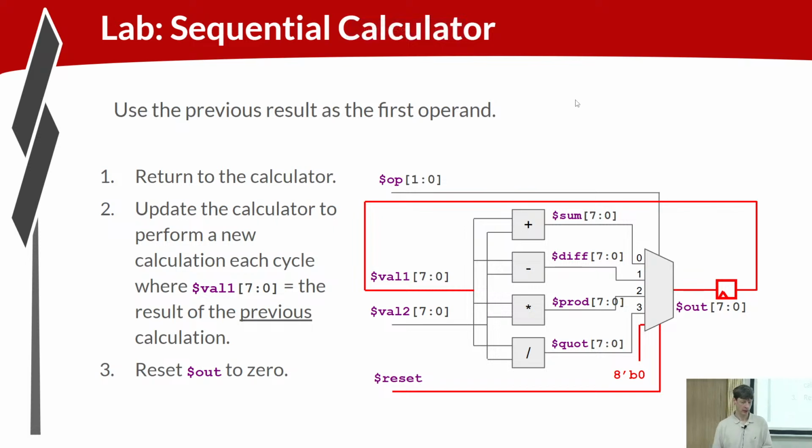Okay, so go ahead and implement that circuit. Let me see if there's anything to talk through here. Yeah, so each cycle, val 1 is the result of the calculator in the previous cycle. We need to add a reset because now we have a sequential circuit. So on reset, we'll reset the output value just like your calculator would when you turn it on or when you press clear. We'll reset the output value to a 0. So that's this path.